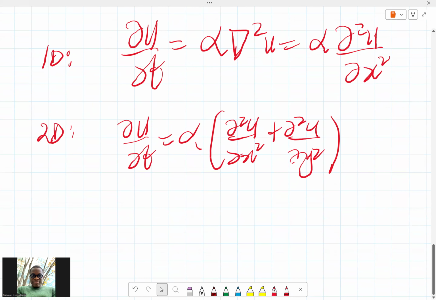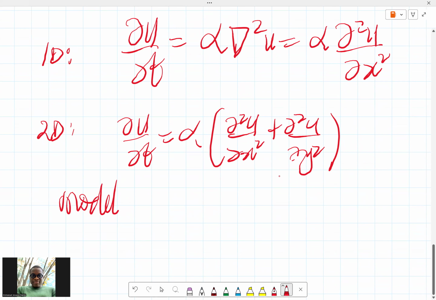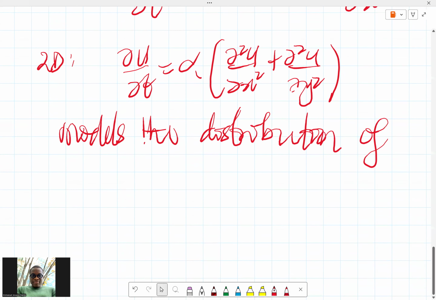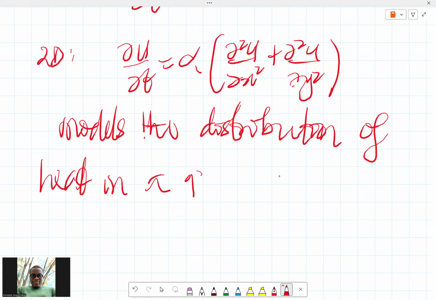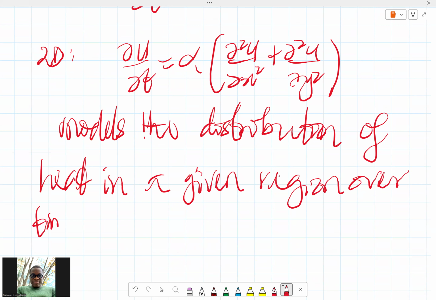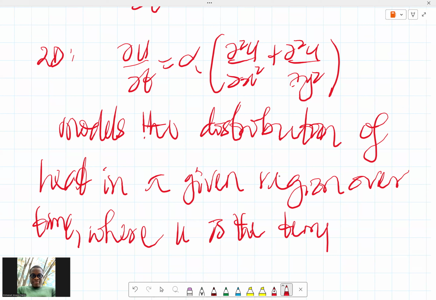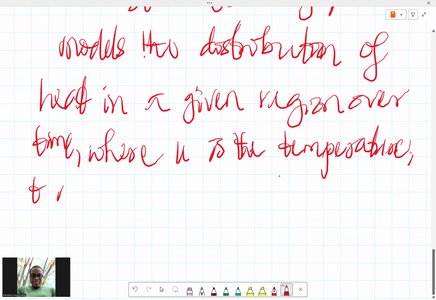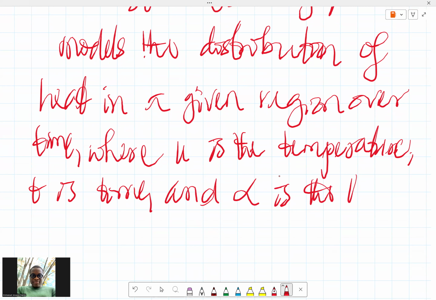The heat equation models the distribution of heat in a given region over time, where u is the temperature, which is what we're looking for if we solve a partial differential equation like this. U is the temperature, t is time, and alpha is the thermal diffusivity, which has something to do with how heat flows in the object.